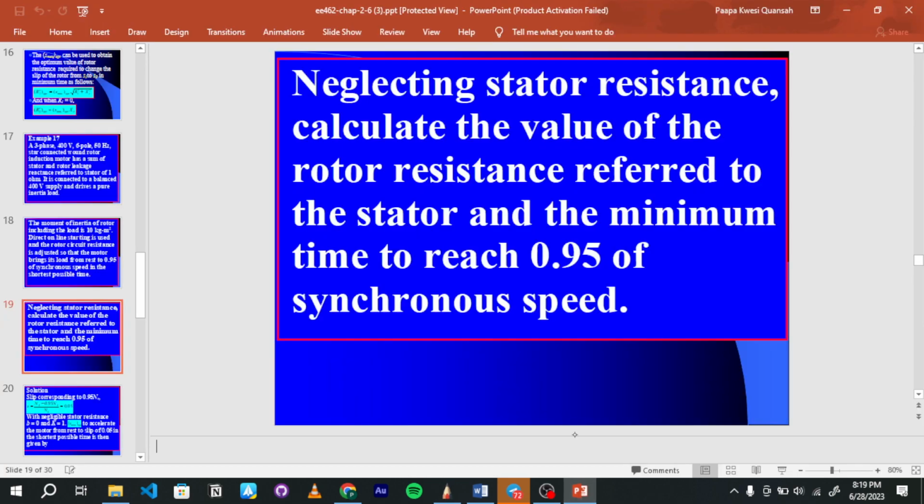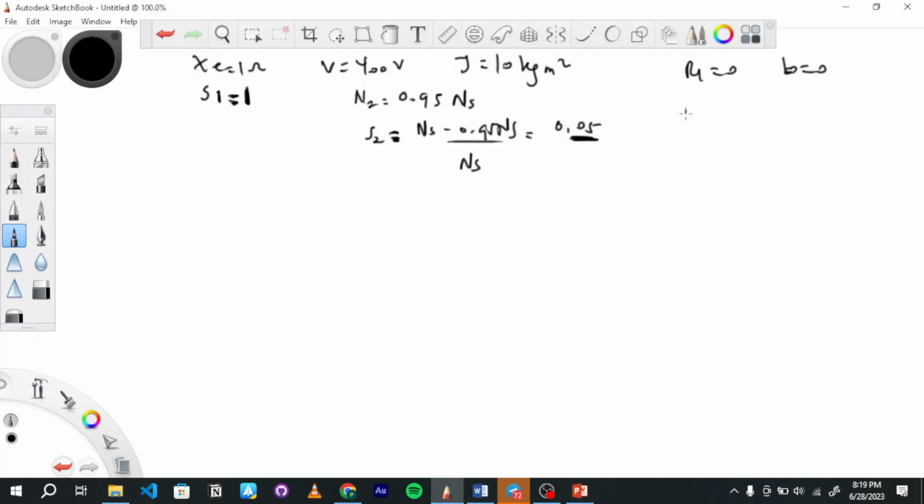Calculate the value of the rotor resistance referred to the stator and the minimum time to reach 0.95 of synchronous speed. So we are supposed to find the value of the rotor resistance referred to the stator and the minimum time. Once we're supposed to find minimum time, T min, you must find S max optimum.